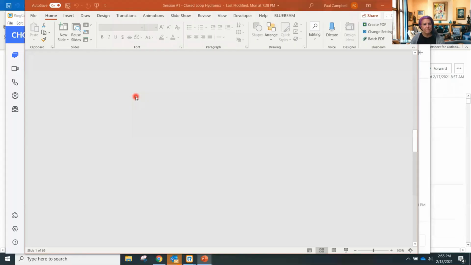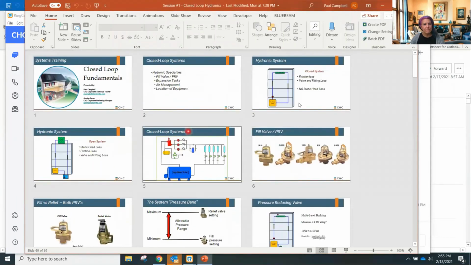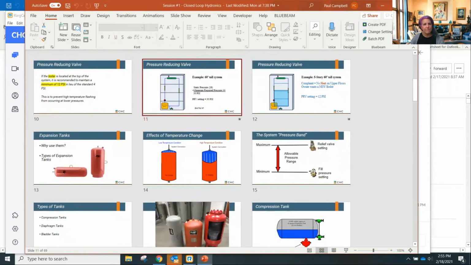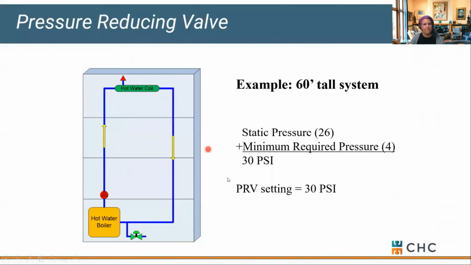Let me bounce out of this real quick. Let's go back to maybe our example here. Whether we put equipment in the basement or we put it in the penthouse doesn't matter. What does matter are the pressures involved.